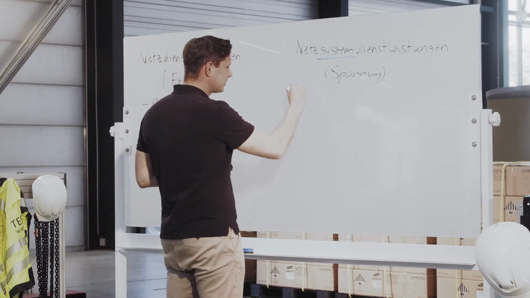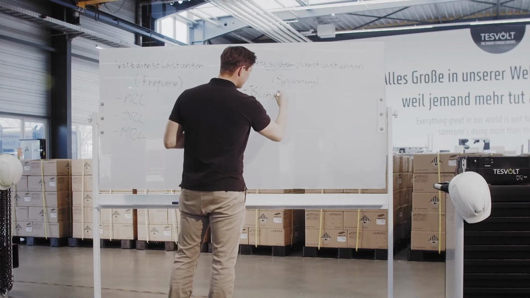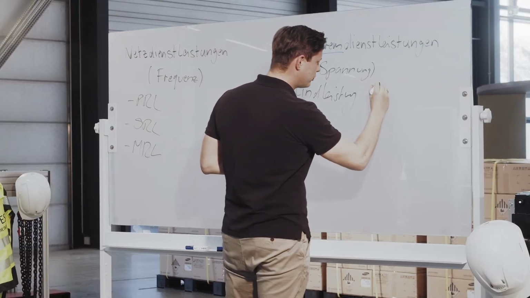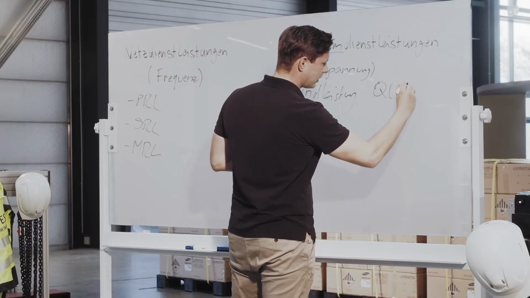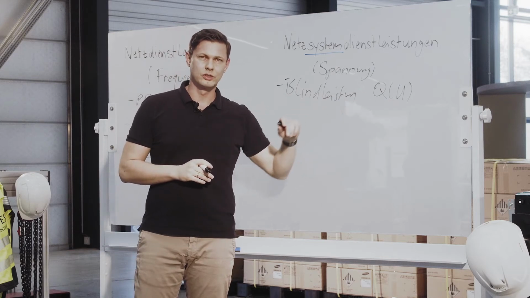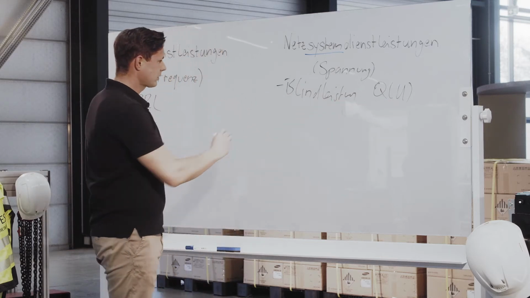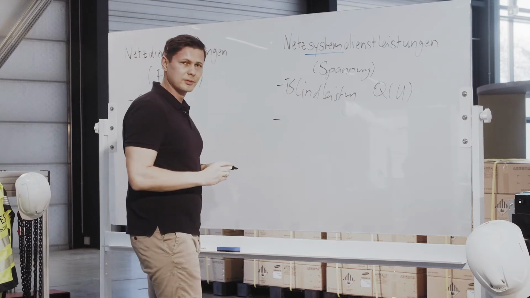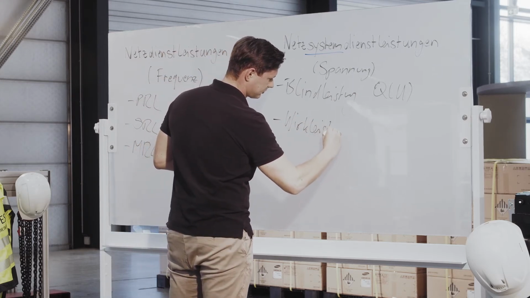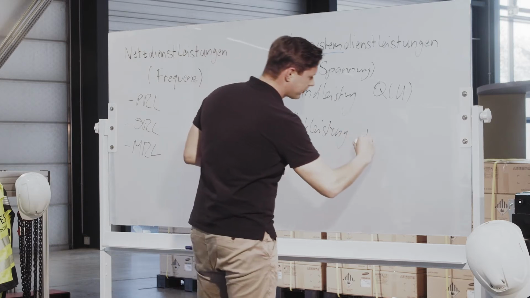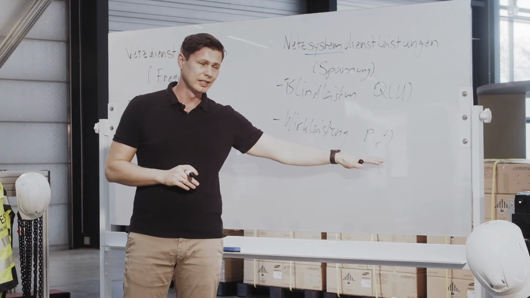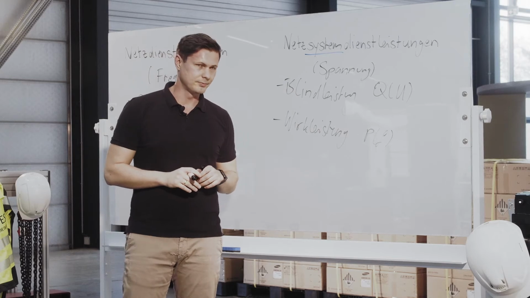There are 2 methods that I use here. The first is reactive power control. This is also called Q of U. This means that the reactive power is controlled as a function of the grid voltage. Secondly, there's active power control. This is often referred to as P of F. This means that the power can be regulated depending on the grid frequency.